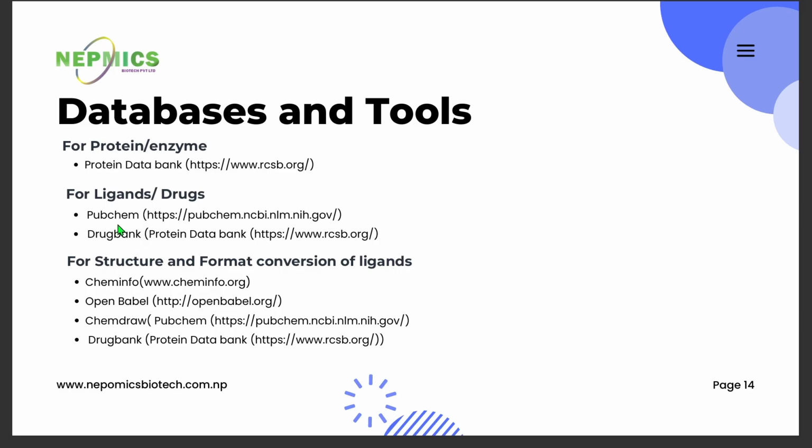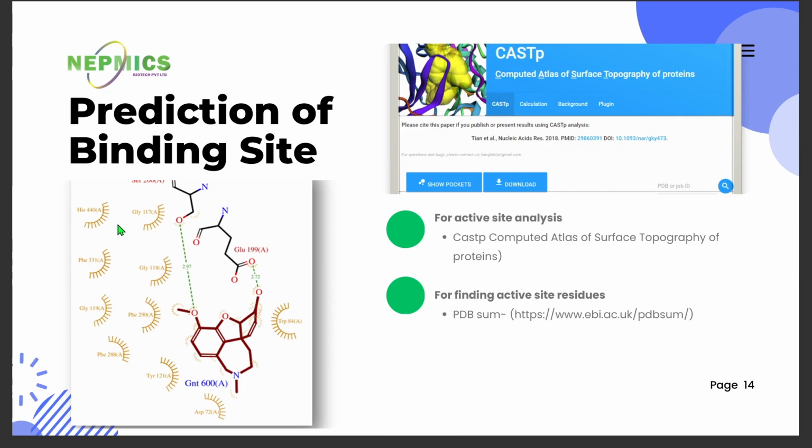Okay, so let's move ahead. Let's talk about the prediction of binding site, or you can say the active site prediction. We can use two different tools here. I've given two tools: one is CASTp and another is PDBsum. In case of PDBsum, you can easily analyze the active site residues, or you can say the pocket, of a particular receptor.